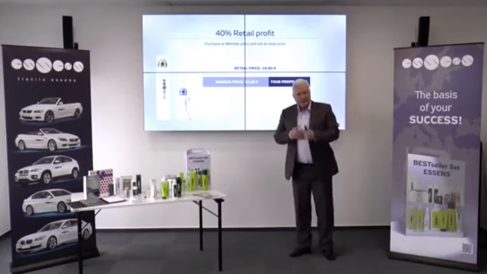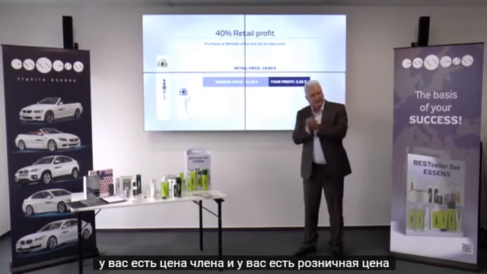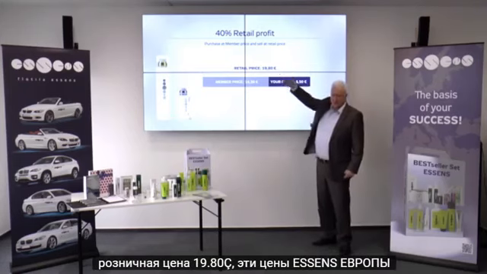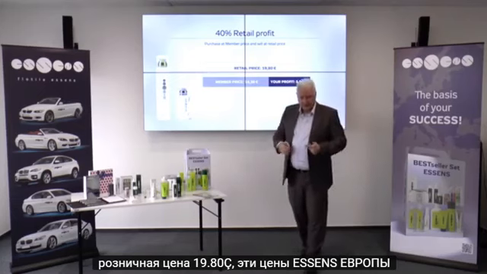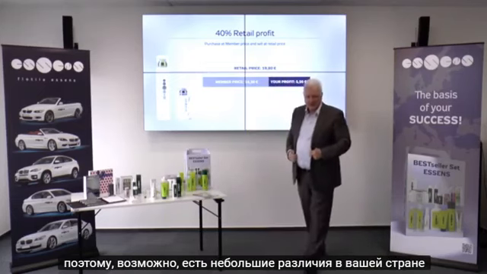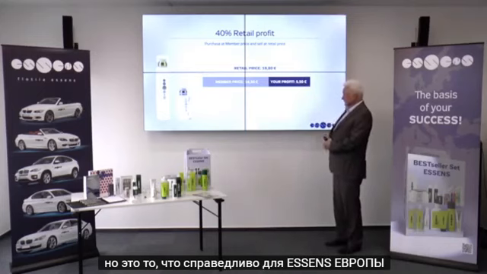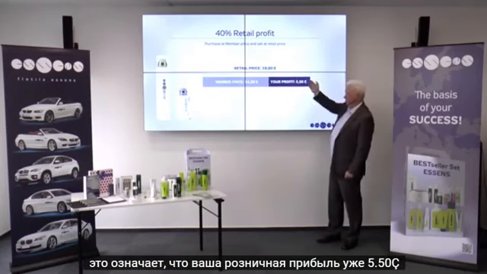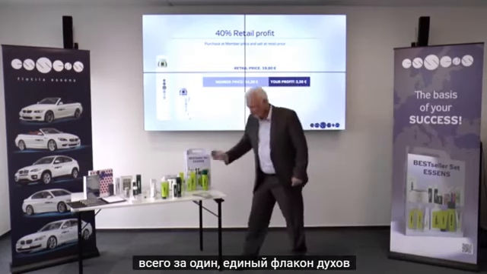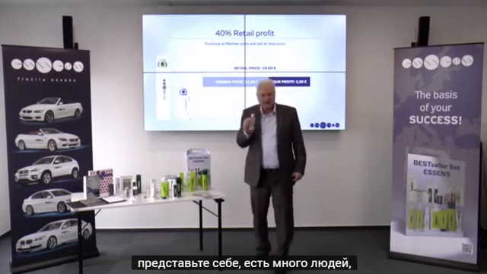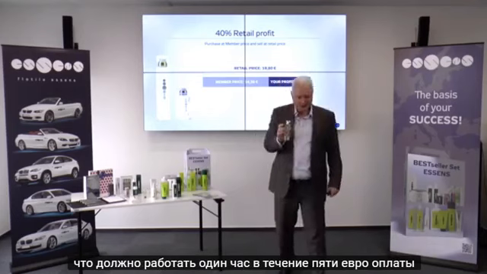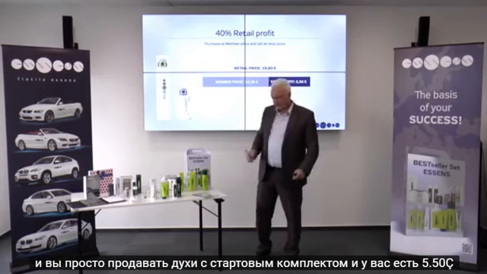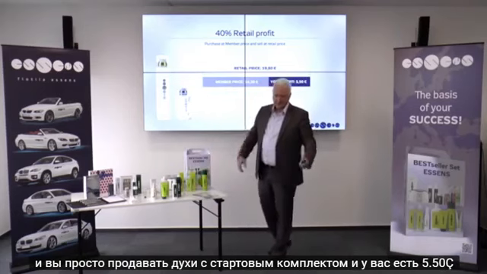Let's talk about money. When you are selling the product, you have a member price and you have the retail price. Let's base it on a perfume. The retail price is €19.80. These are the prices from Essence Europe. So maybe there are little differences in your country, but this is what is valid for Essence Europe. The member price is €14.30, and that means your retail profit is already €5.50 for just one single bottle of perfume. Imagine there are a lot of people who have to work 1 hour for €5 payment, and you just sell a perfume with a starter kit and you have €5.50.